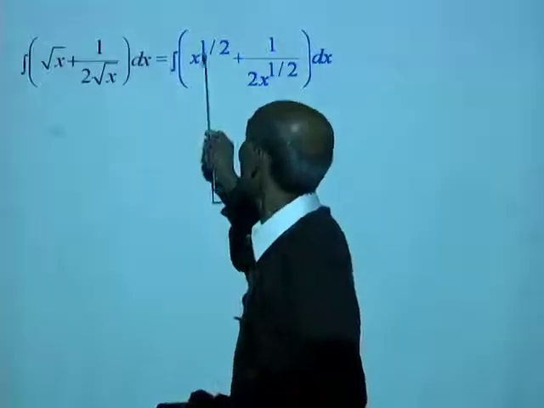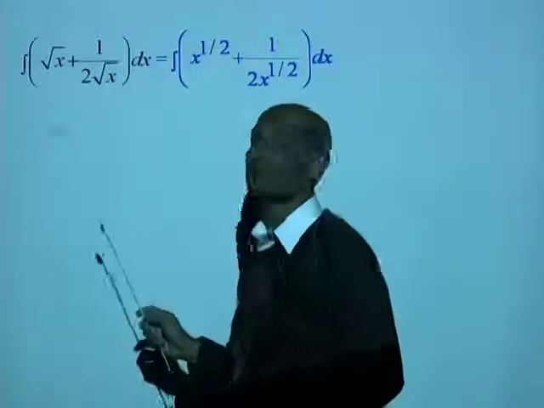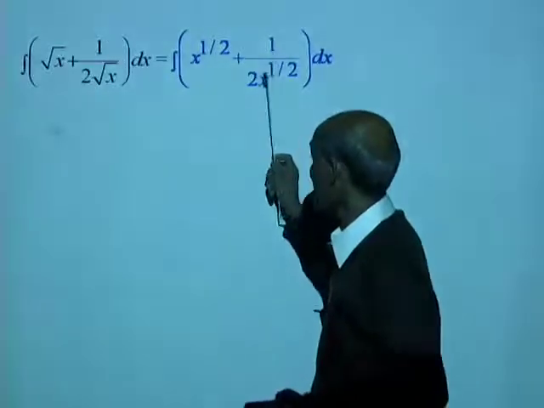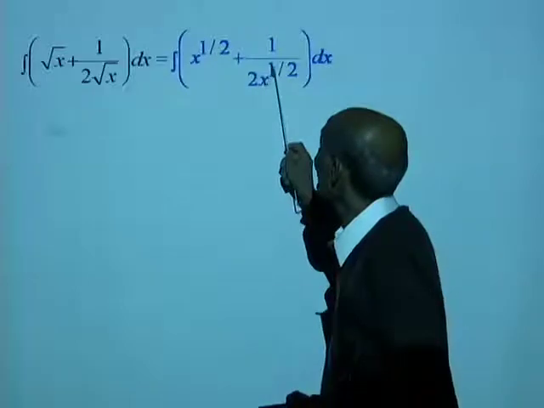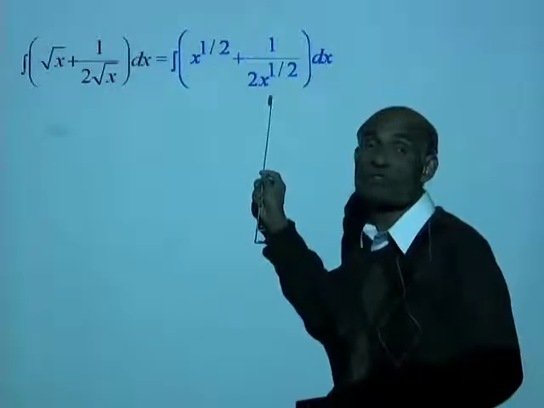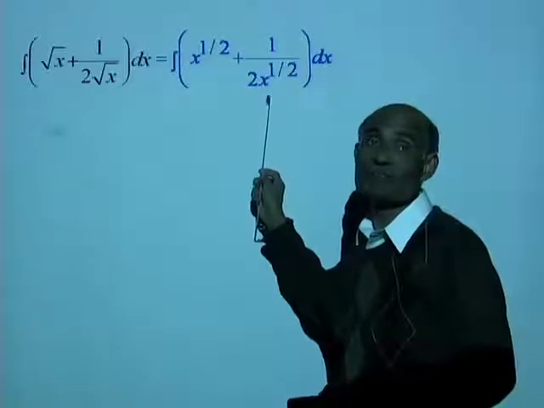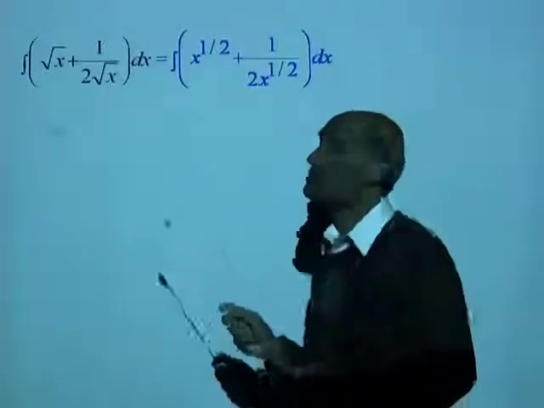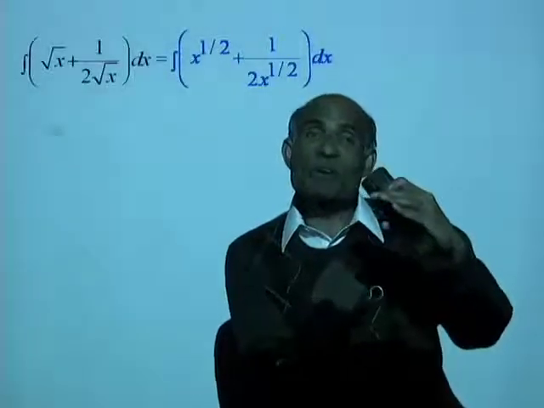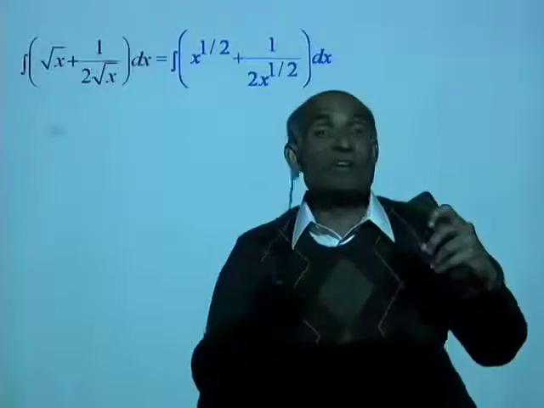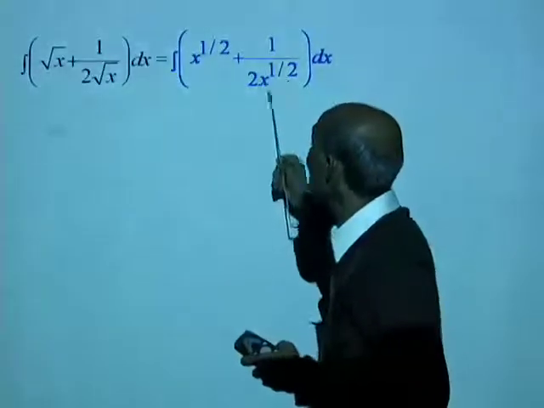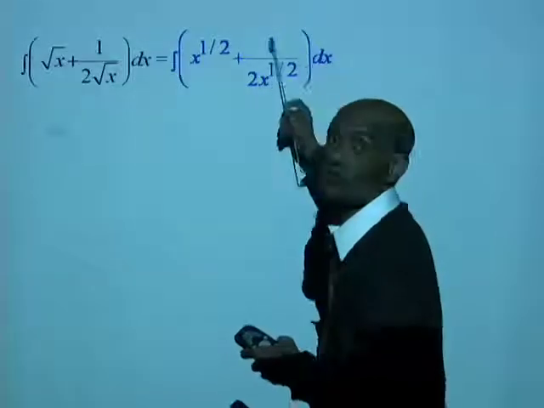Square root of x is x to the power of 1/2, and 1 over 2 square root x is 1 over 2x to the power of 1/2. Now, is this sufficient in order to integrate? No, because we don't know how to integrate a function with x sitting on the denominator. We can only integrate where x is on the numerator. So we need to bring this x to the power of 1/2 to the numerator.